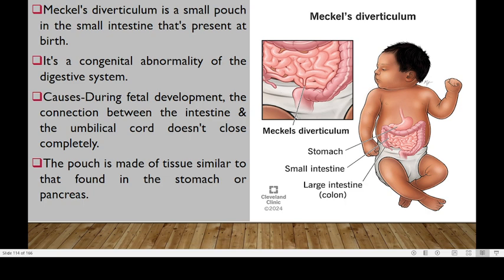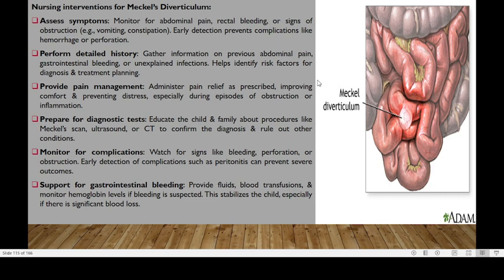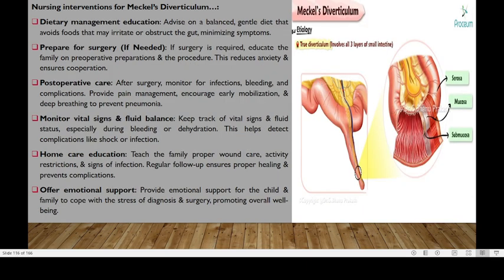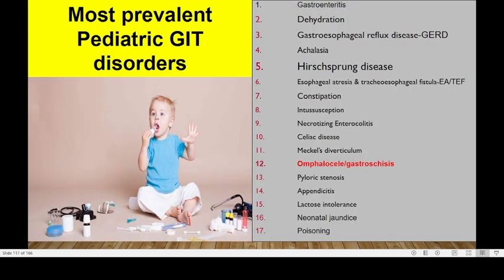So Meckel's diverticulum: we have a pouch on the small intestine that is present at birth. You're able to see that, right? And that is what is going to be causing the challenge.